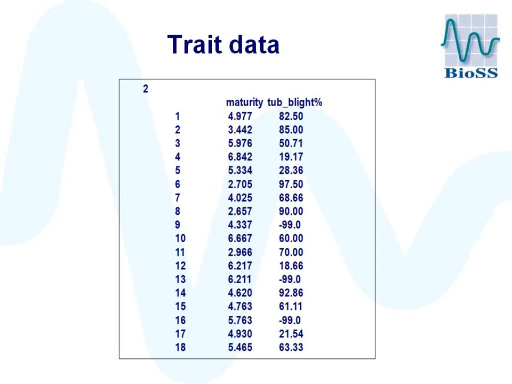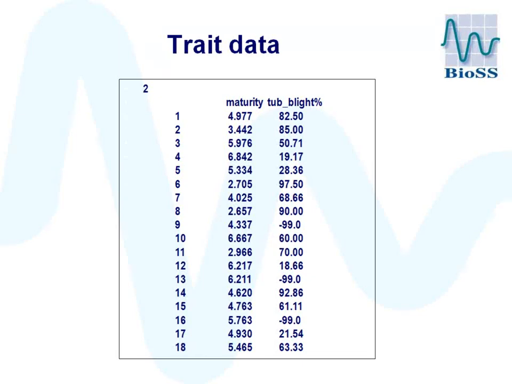But if you look at the theory behind the QTL mapping, it always assumes that recombination in adjacent segments is independent of each other. So in effect, Haldane's is being assumed for the QTL mapping, even if the map's been put together with Kosambi. In terms of the trait data, you've got the names of the traits here. Here we have data on maturity and tuber blight percentage. The numbers are here. The missing value code is -99.0.